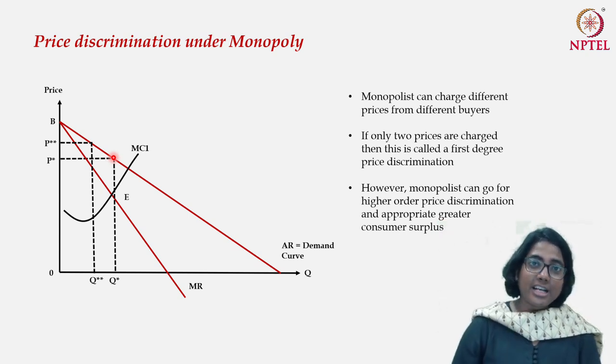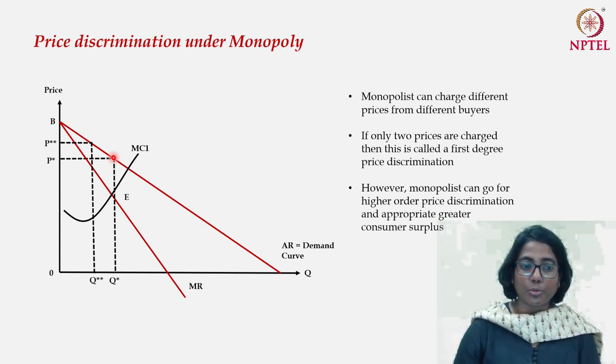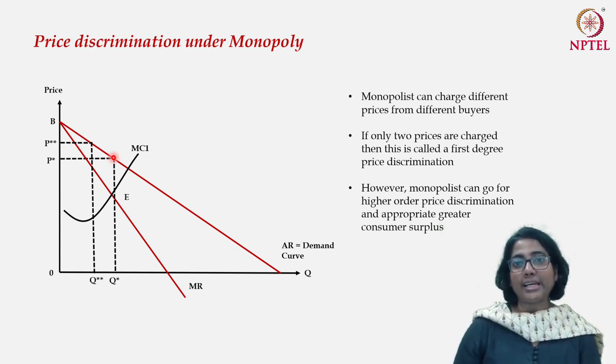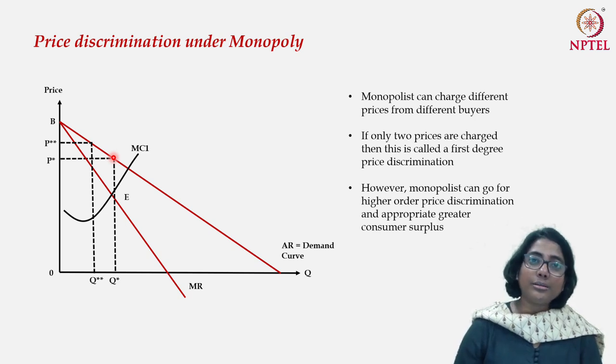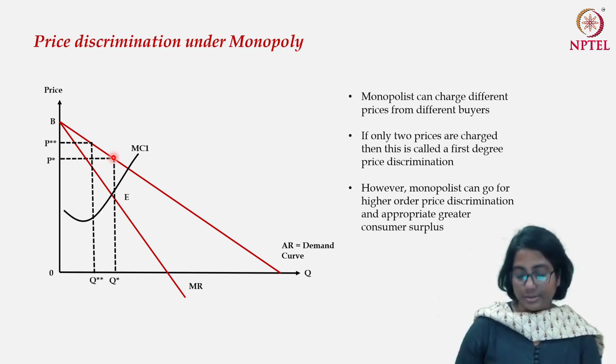Again, in the energy market, if you see that it resembles the structure of monopoly, it's possible that different categories of people, different categories of income groups, are charged differently for the same energy output. That is possible.